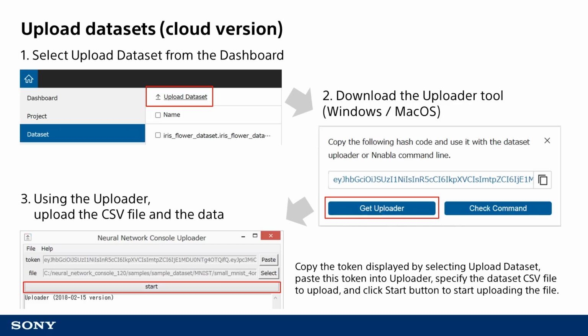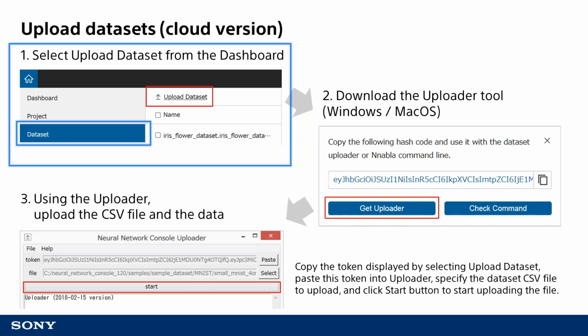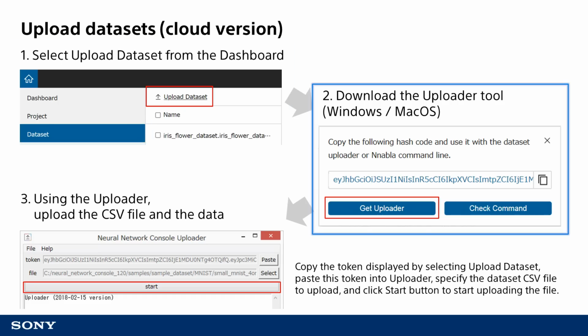To use these dataset CSV files with the cloud version of Neural Network Console, these files must be uploaded to the cloud. To upload dataset files, log into the cloud version of the software. From the dashboard, select Dataset and then click the Upload Dataset button. A dialog should now appear. If this is the first time you are uploading datasets, you first need to download the Uploader tool. Press the Get Uploader button to download this tool.